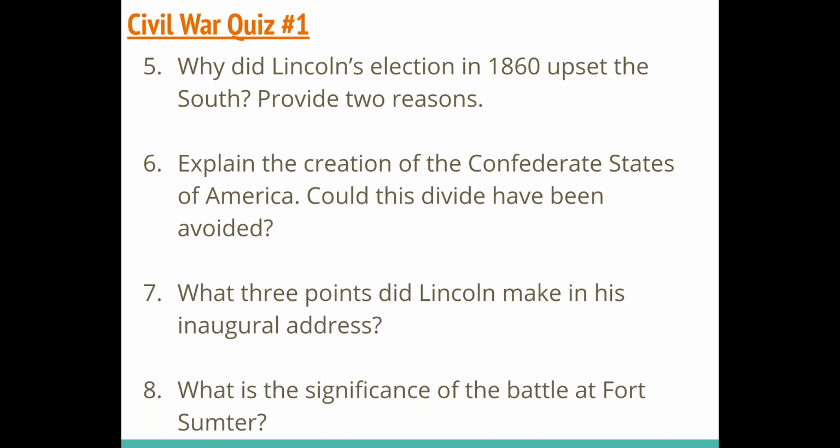And then question 8, what's the significance of the battle at Fort Sumter? That's a gimme. It was just on the multiple choice quiz. Why is Fort Sumter important? Why is it significant? Remember, in my class, significance usually means that it's either the first time something has happened, the last time something has happened, or it causes a major change. So you've got those questions. Make sure you answer them. Submit them to me somehow, some way.